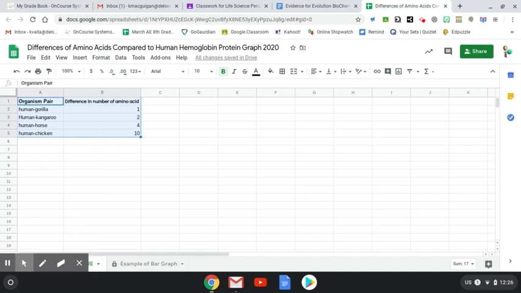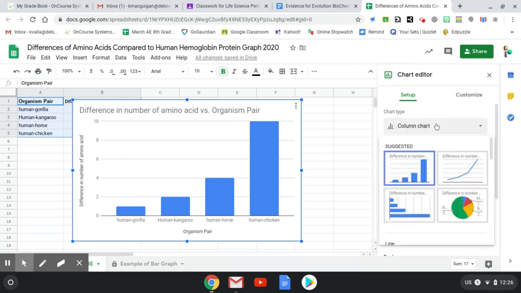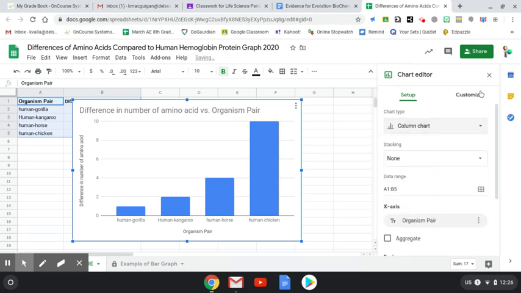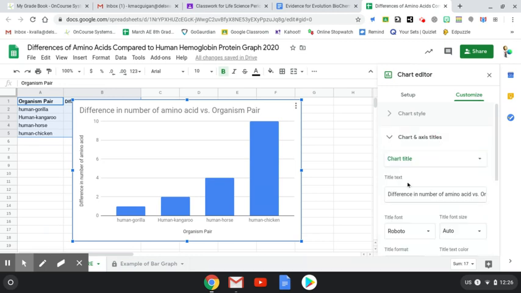Takes a minute to load. And then it's going to give you options for which chart you would like to do. You can also go over here and click this button. There we go. And then you can do a column chart. That's basically the best one. And then you're going to go over to Customize. And you can change the colors. You can change the title. I would change the title because it's not really descriptive.